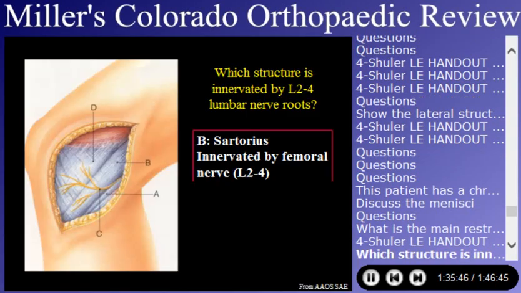Which structure is innervated by L2 to L4 in the lumbar nerve roots?